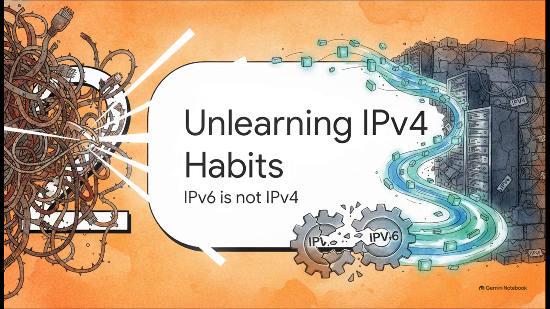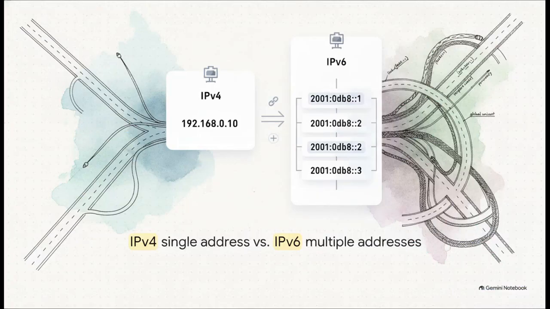Look, the biggest reason this problem is so pervasive is that we treat IPv6 like it's just IPv4 with a longer license plate. It's really not. Notice the fundamental shift in the interface architecture here. On the left, we've got our good old familiar IPv4 setup. One interface, one IP address, like 192.168.0.10. Simple, right? But over on the right, a single IPv6 interface routinely has a whole handful of addresses active at the exact same time.